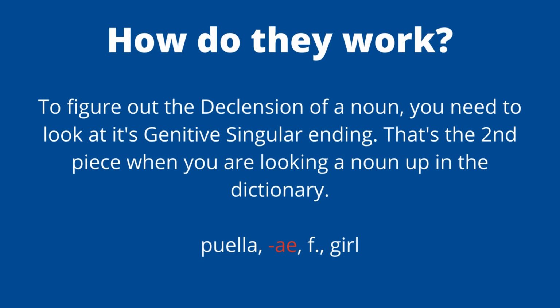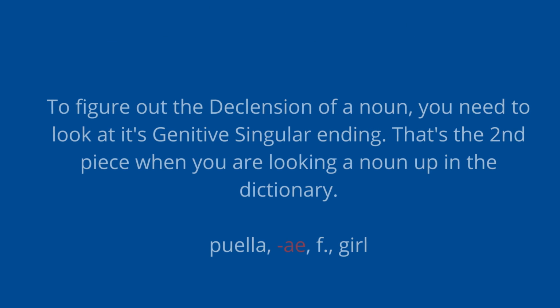Well, to figure out the declension of a noun in Latin, you look at its genitive singular ending, right? That might sound completely random. It's not. It's the second piece when you look up a word in the dictionary. So if you're looking up the word girl in any Latin English dictionary, you're going to see puella, puellae, girl. The first part is the nominative singular. Puella means girl. That's the most common form of the noun. The AE, that second piece, is the genitive singular. So when you say of the girl, it's puellae with an AE. That's important. We'll save it for one second. The third piece is always the gender, and then you have your translation.